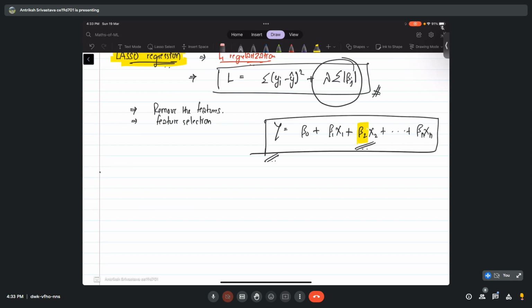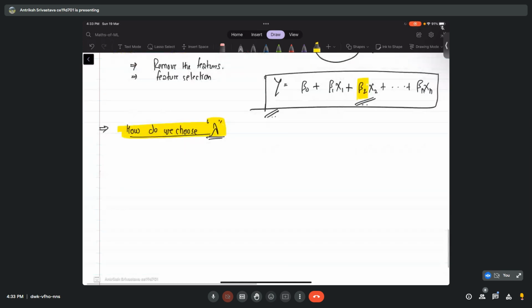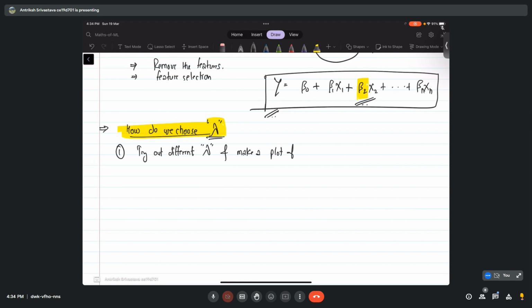Okay, now how do we choose lambda? One simple, layman process of choosing lambda is to just try out different lambdas and then make a plot of your validation error and lambda, and you can then choose the lambda for which this validation error is the least. That is one way.